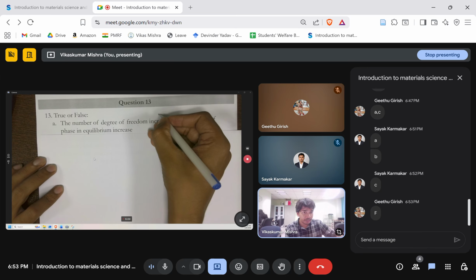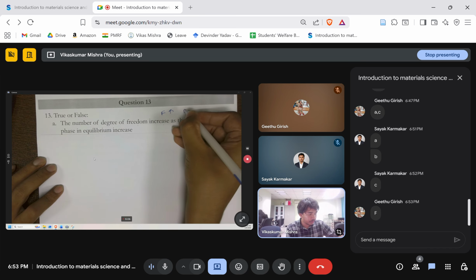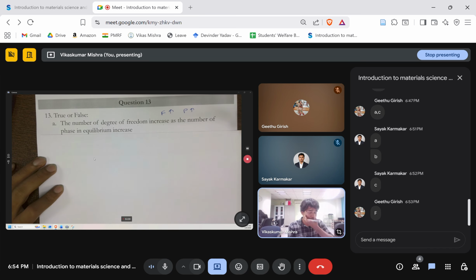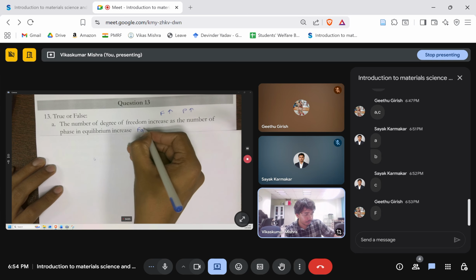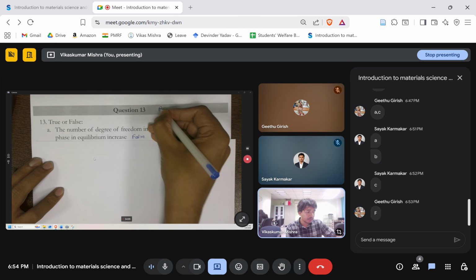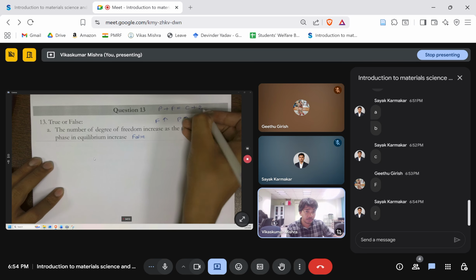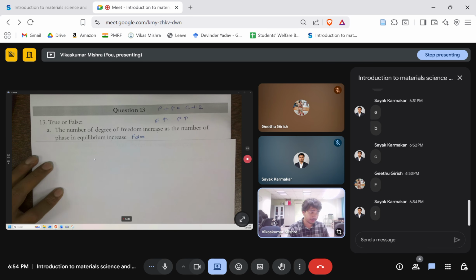The question says that if the number of phases increases, it will lead to an increase in the degree of freedom. Gitu has told that it's false. What's the reason behind that? We know about the Gibbs phase rule: P plus F is equal to C plus 2. Yeah, very good, Sam. It's false.